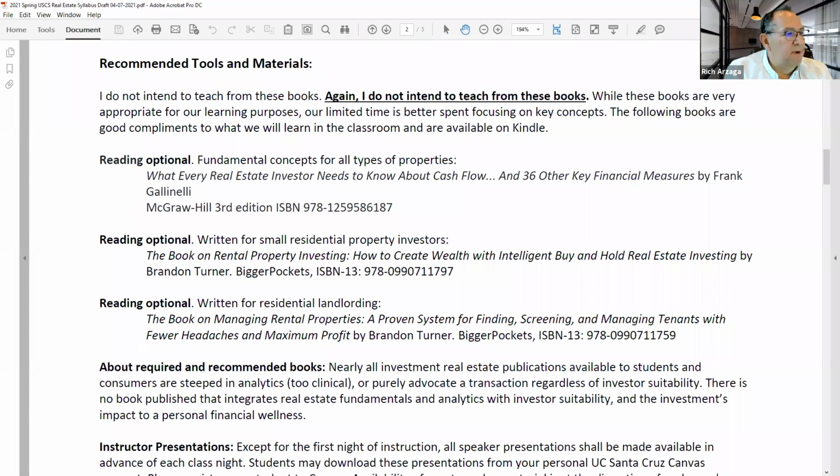The first one is my favorite resource because it does a very good job, in plain language, with a lot of metrics, because there should be a lot more metrics in the decision to purchase investment property. It's What Every Real Estate Investor Needs to Know About Cash Flow and 36 Key Metrics. I think that's been around for 15 years or so. That's a wonderful book. You can get that online, or you can get that in a book, but that's my favorite. And then there are two other ones that are fairly new.